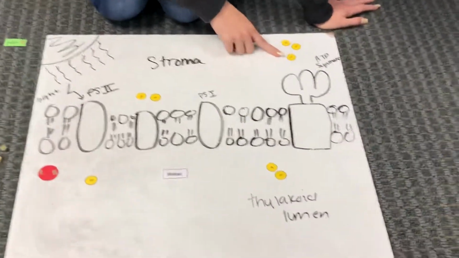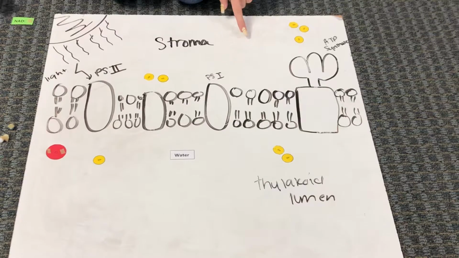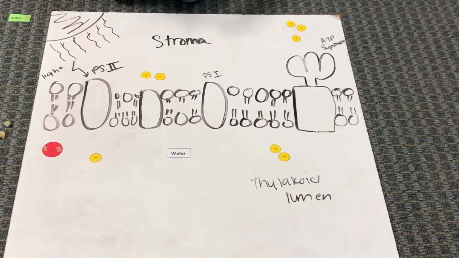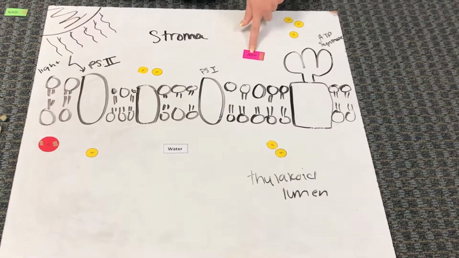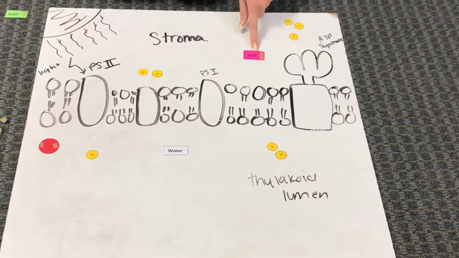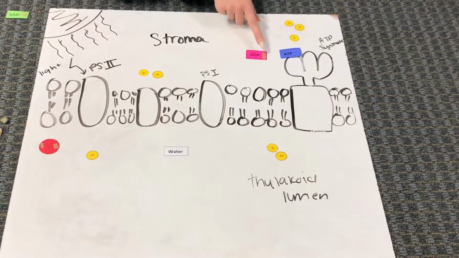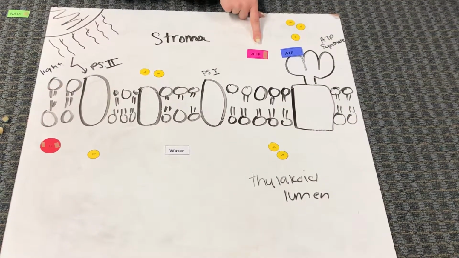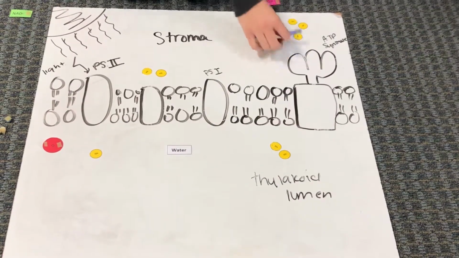and they're going to be up here. While this is also happening, we have ADP, and ADP is going to find a free phosphate so that it can turn into ATP, and this is called cyclic phosphorylation. So one of the products is going to be ATP.